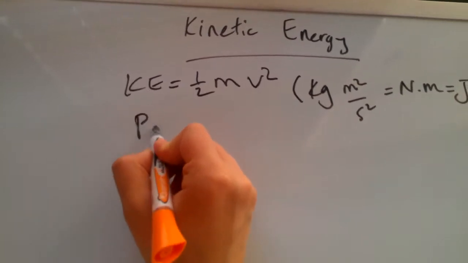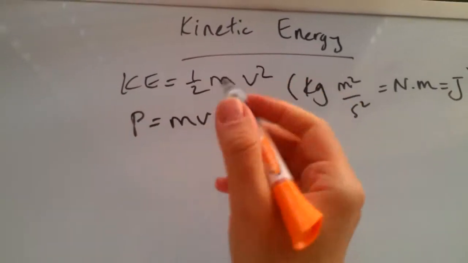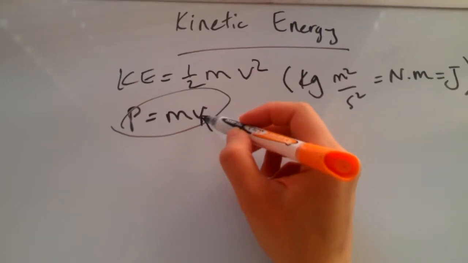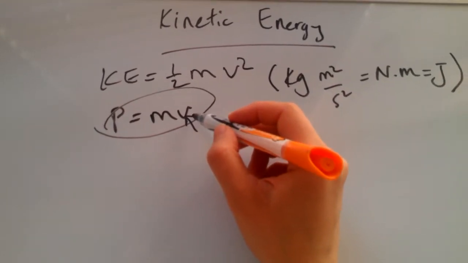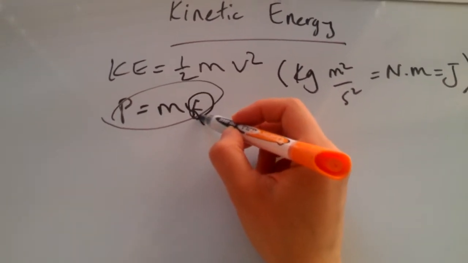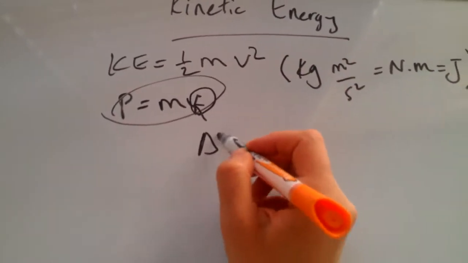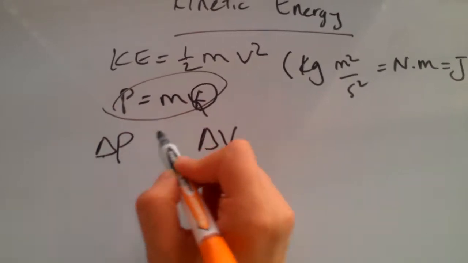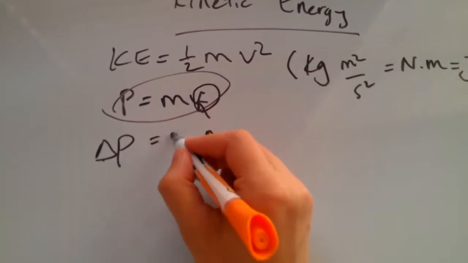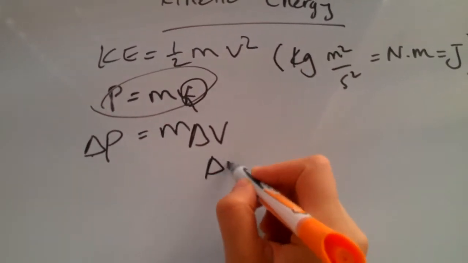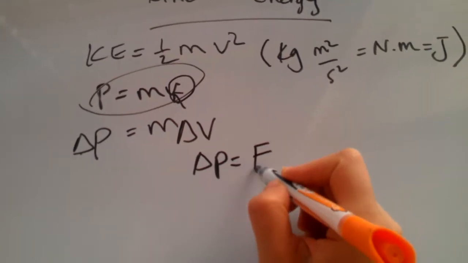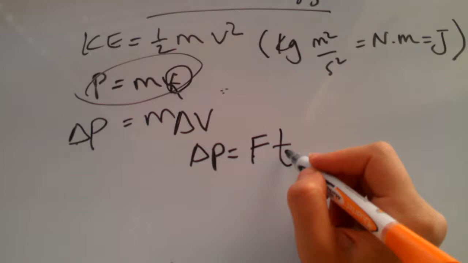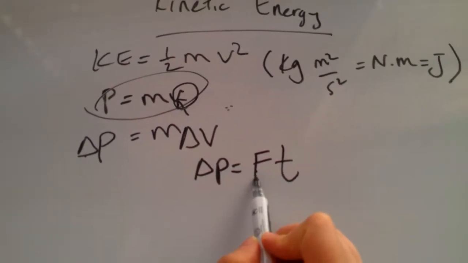And then I compared kinetic energy with momentum. Just like momentum has velocity in it, where this velocity is subject to a lot of changes, a change in velocity gives rise to a change in momentum. And we learned about that. We learned that change in momentum is the force exerted on it that gave rise to the change in velocity times the time over which the force is exerted on it.